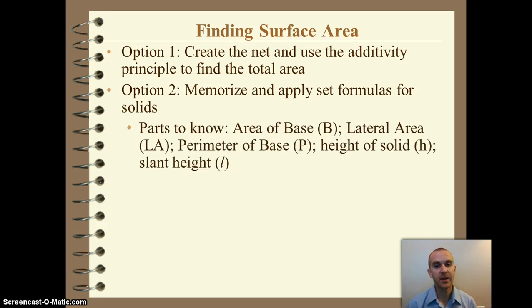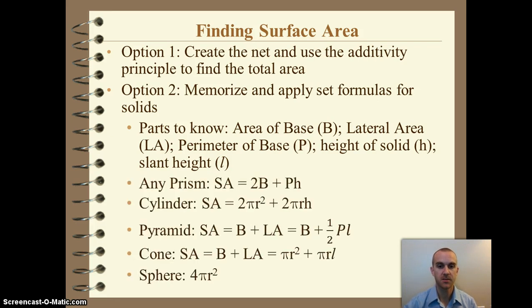When we do this, we'd have to know specific things, such as that capital B is representing the area of the base. Capital LA, that's representing the lateral area, so the area of the faces. Capital P is representing the perimeter of the base. A little h is the height of the solid, so you've got to figure out what your two bases are, and it's the perpendicular height between those two. And cursive L is the slant height, which is often represented on the lateral faces.